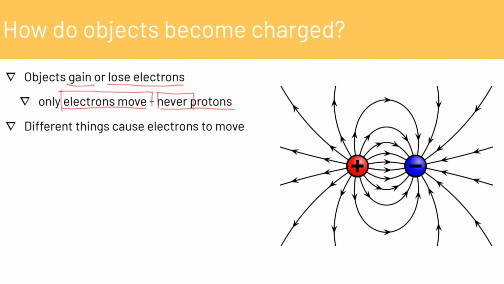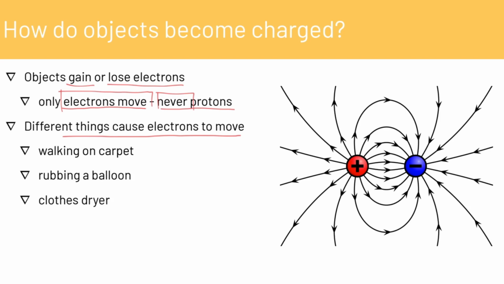There are lots of different things that cause electrons to move, which is what creates charge on objects. Here are a few examples of things that cause electrons to move from one object to another. When you walk around on carpet, especially if you're barefoot or have socks on, that can create a static charge on a person. If you've ever walked on a thick shag carpet and then touched a doorknob and gotten a little shock, that is evidence that you have accumulated a charge on your body.